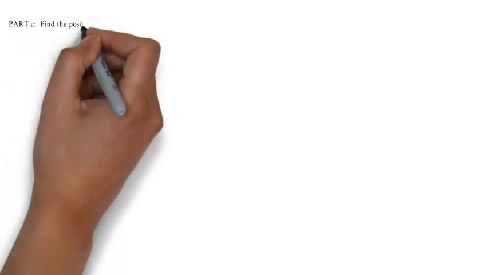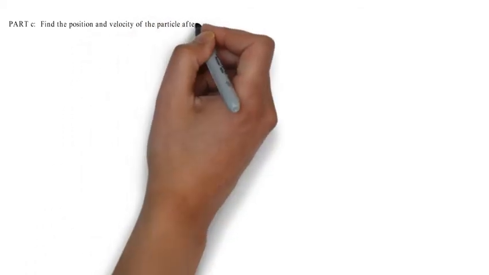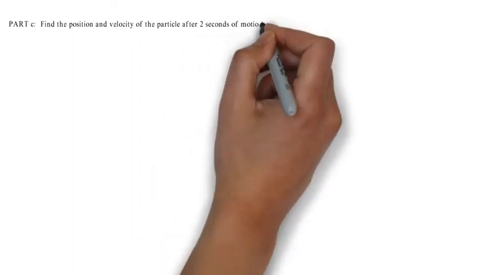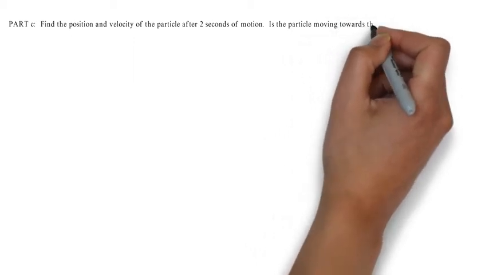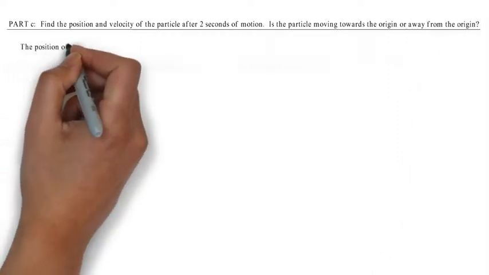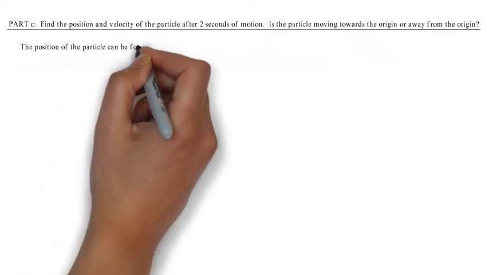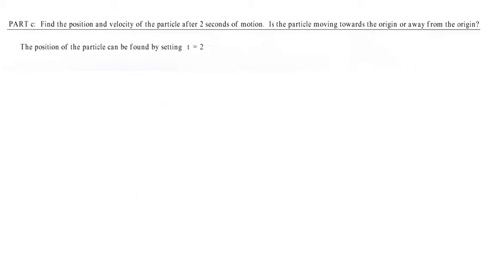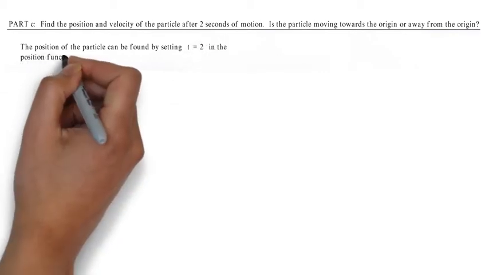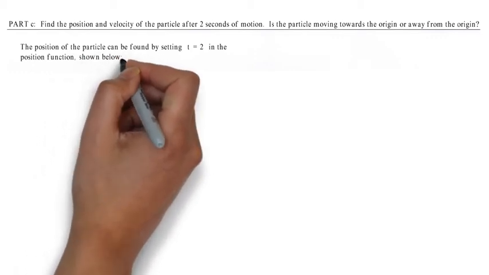Part C. Find the position and velocity of the particle after 2 seconds of motion. Is the particle moving towards the origin or away from the origin? The position of the particle can be found by setting t equals 2 in the position function shown below.